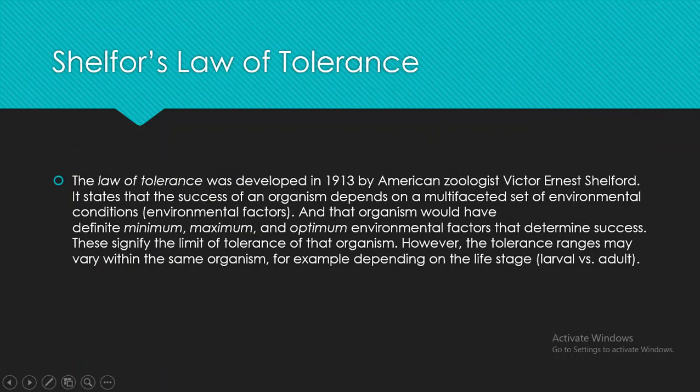So the third one is Shelford's law of tolerance. The law of tolerance was developed by an American zoologist in the name of Victor Ernest Shelford, which states that the success of an organism depends on a multifaceted set of environmental conditions or environmental factors. And that the organism would have definite minimum, maximum, and optimum environmental factors that determine the success of the population growth. This signifies the limit of tolerance of the organism. However, the tolerance ranges may vary within the same organism, for example, depending on the life stage.